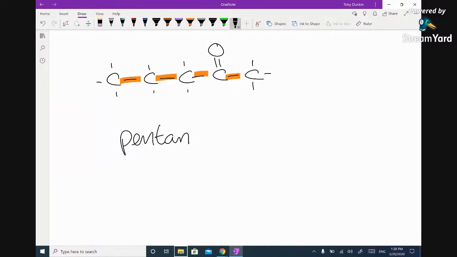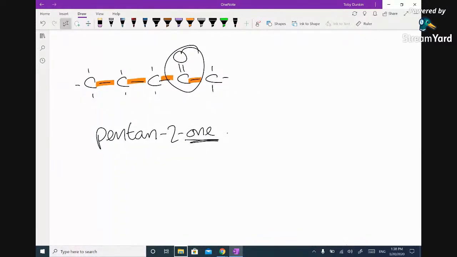So it's a pentane. But now I have another family. This is pentan-2-one. It's a ketone, is this family? It's a ketone. So now that we've got your ketone, what we realize is, can I move it? What is the positional isomer of this? The positional isomer, there is one and only one, is this guy.